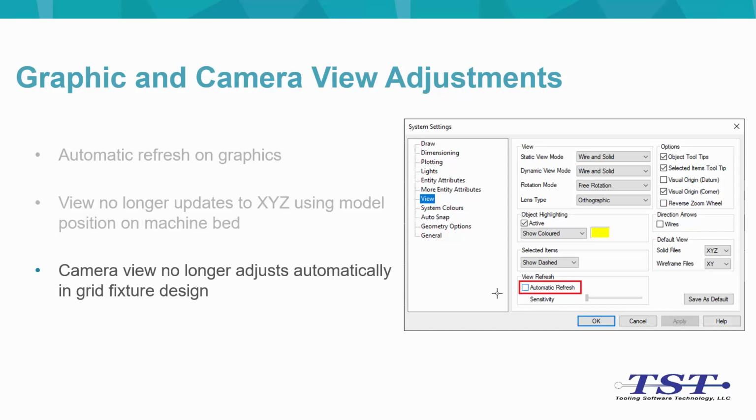The camera view also no longer adjusts automatically when going into the grid fixture design as well. So again, making sure that if you're inside of a top view and you're looking to see the grid view, those lines as an overlay to the part, the camera view no longer automatically adjusts itself.